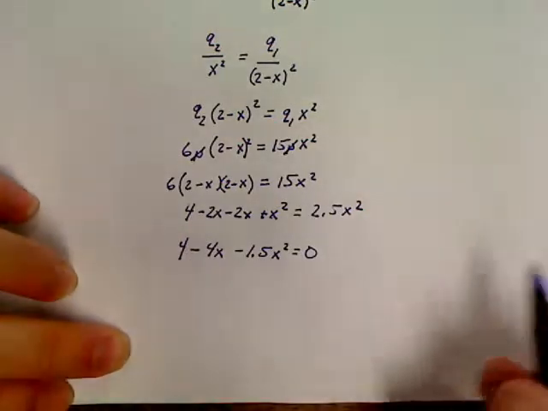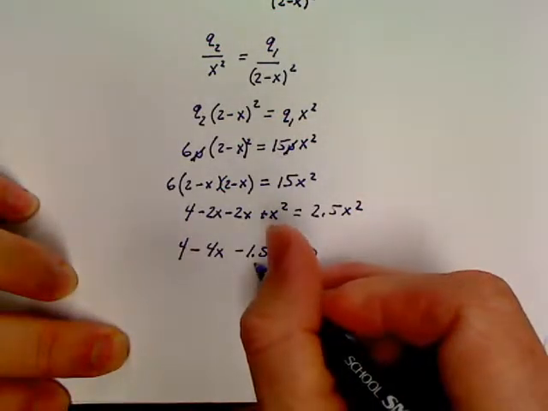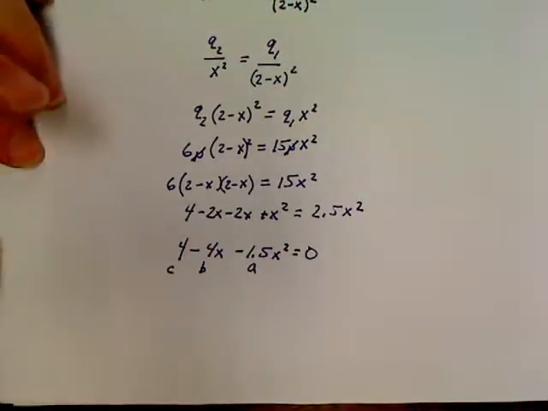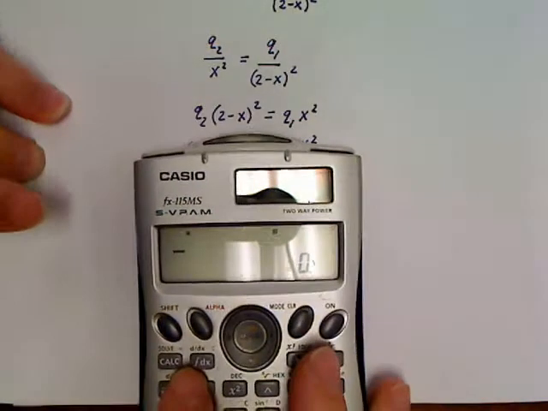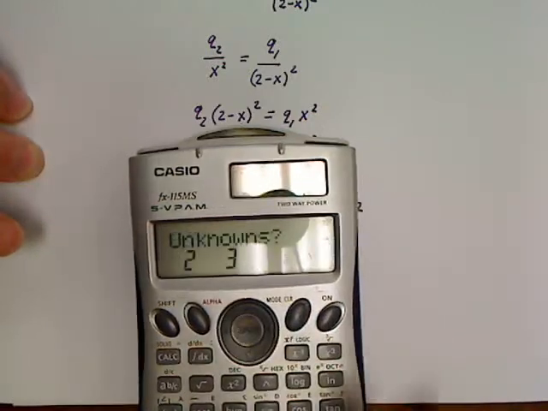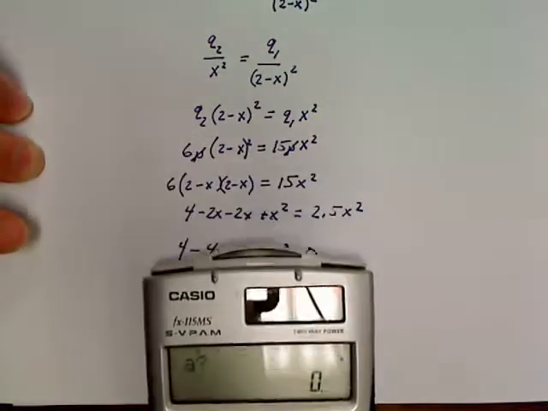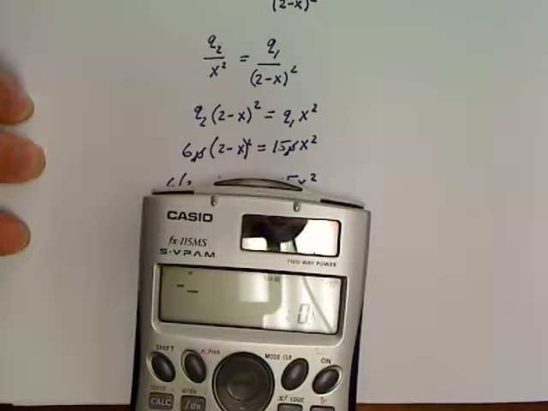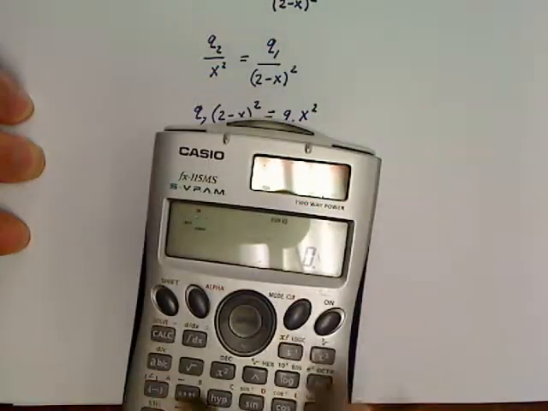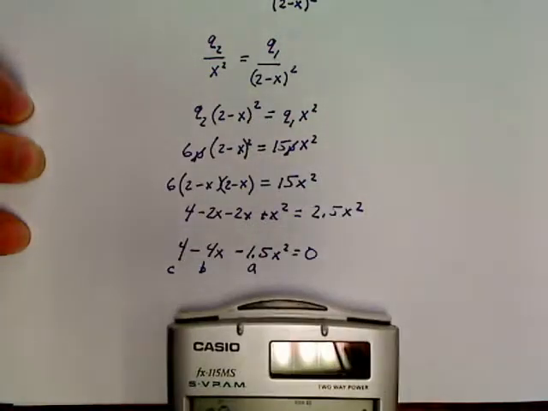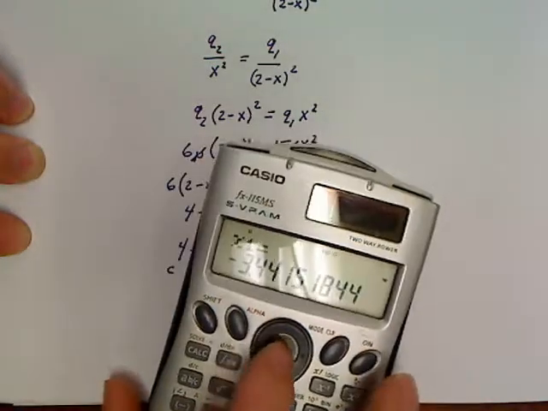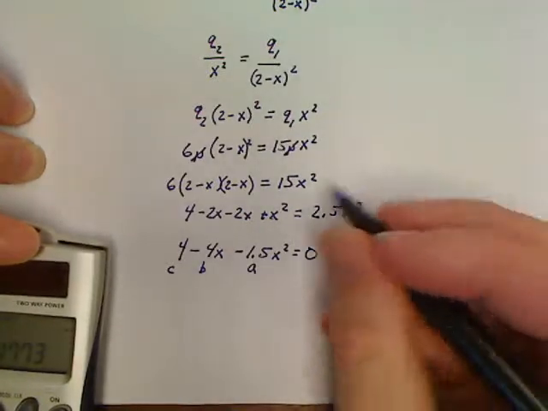Now, take a look. 4 minus 4x, we've got a quadratic. It's just laying out backwards. So there's our A value, there's our B value, there's our C value. Plug that into our trusty Casio. Mode 1, 2 degrees. A is negative 1.5. B is negative 4. C is 4. We've got negative 3.4 and a 0.77.